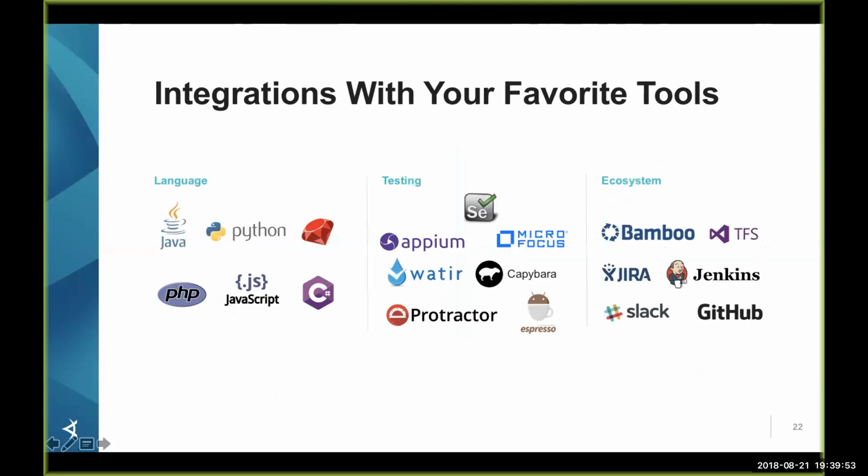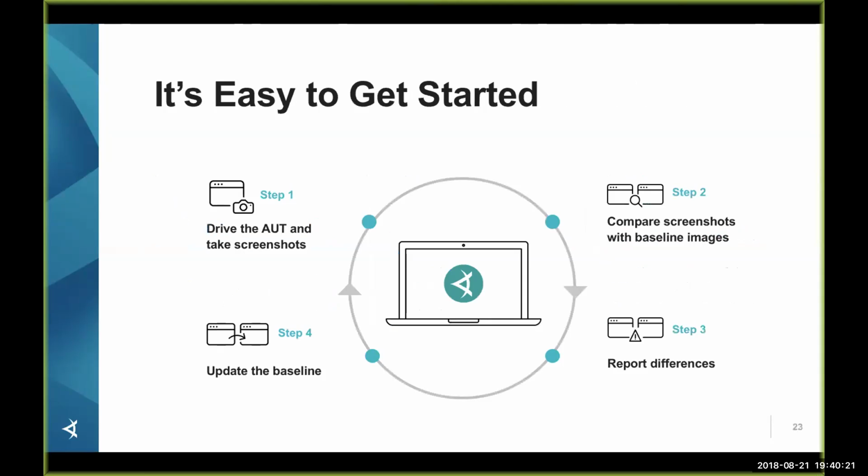So if you talk about languages, we have over 40 different SDKs. We have it for Selenium, Appium, QTP, or PDFs, you name it. We can integrate with those frameworks, your testing frameworks as well, Micro Focus, of course, and then ecosystems. So you're using Jira for bug tracking or continuous integration with Jenkins, all those things. We have direct integrations too, so that they can feed information.